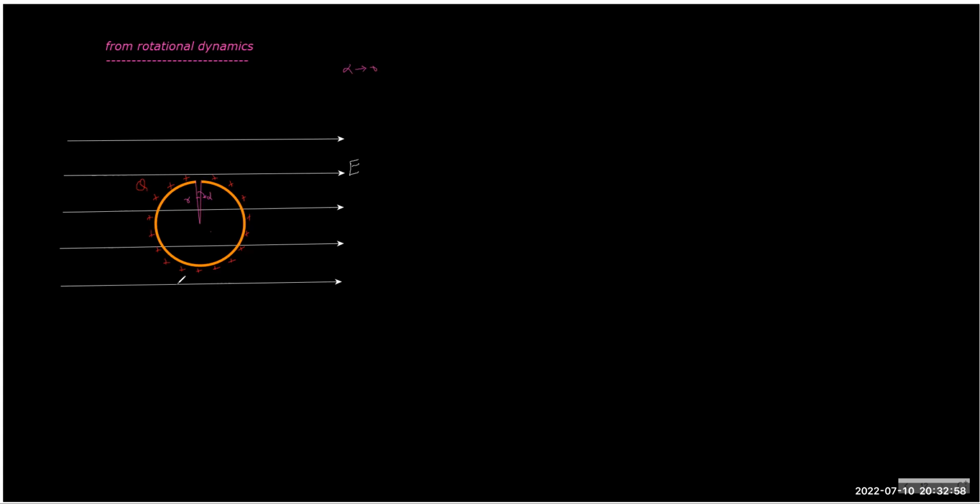So what will happen if I release the ring from rest? In the beginning, this part is perpendicular to the E actually. So I might not have done it perfectly, but I am going to release this ring from this state. Mass is M.